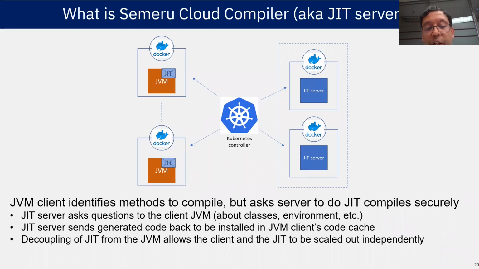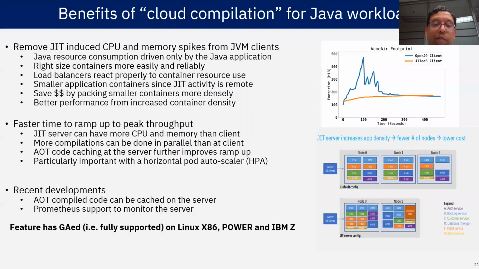The JIT server asks questions to the client JVM about the classes and environment, etc. The server gets those answers back from the client JVMs and sends back generated code or compiled code back to be installed in the JVM's client code cache. So decoupling of the JIT from the JVM actually allows you to scale these two processes independently, like you would scale different services in a microservices application. So think of it as you've made the JVM into a microservices application almost. Okay, so that's what JIT server is, or cloud compiler is.